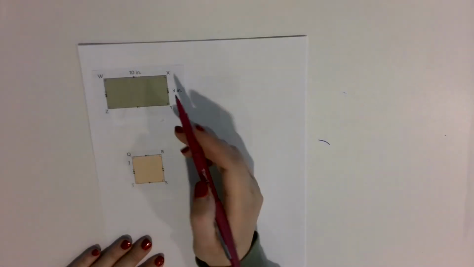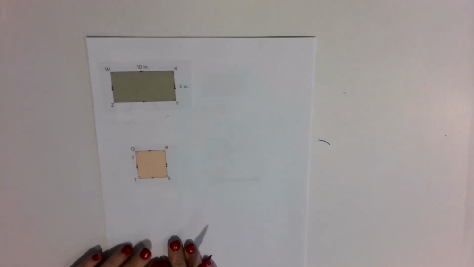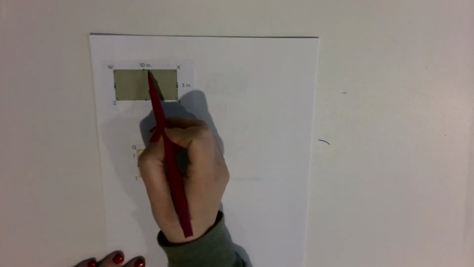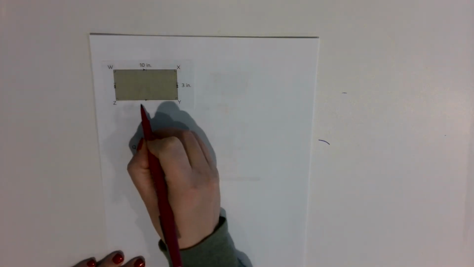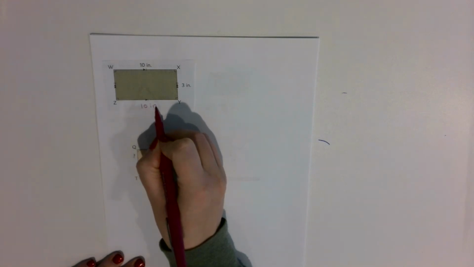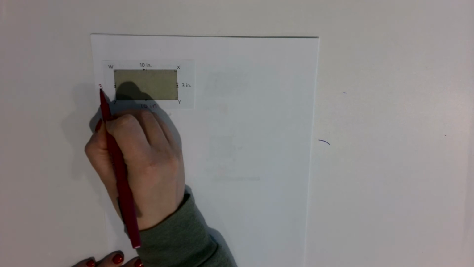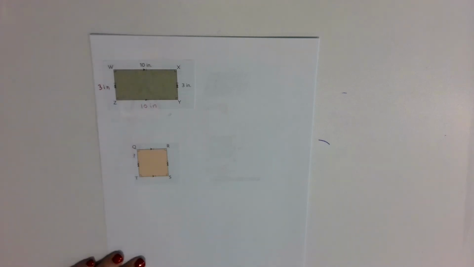So here we have a shape. Take a minute. Think to yourself, what do you think the name of this shape is? If you were thinking rectangle, you are correct. So there's some things we could fill in right away because we know the properties of a rectangle are that the opposite sides are equal. So if the top is 10 inches, that's going to mean that this is also 10 inches. And if the right side is 3 inches, that's going to mean that the left side is 3 inches.